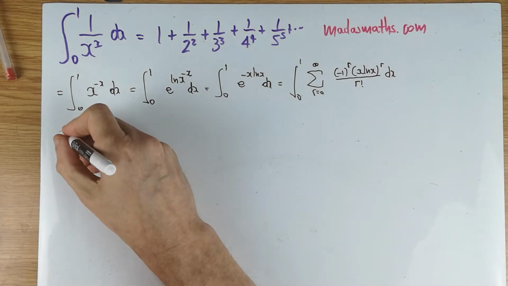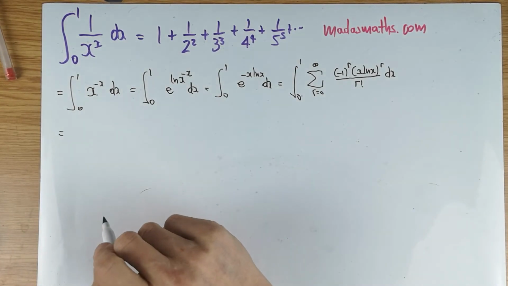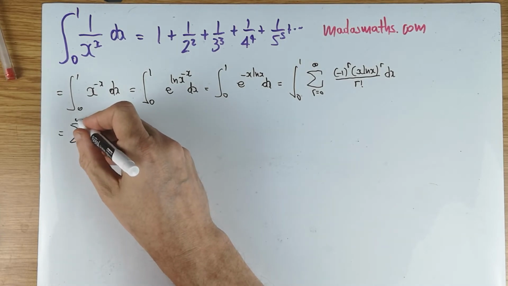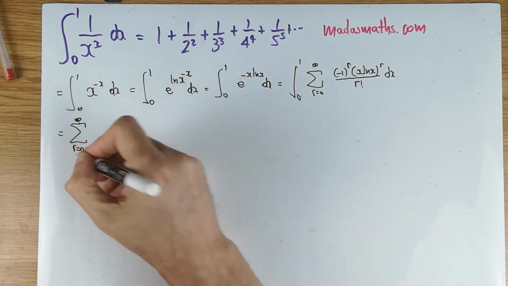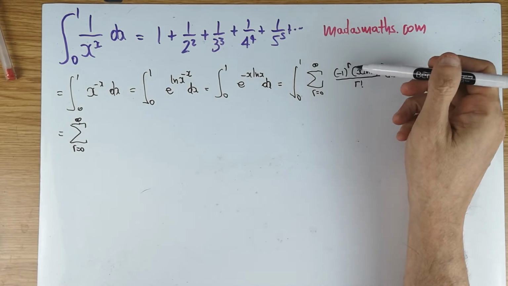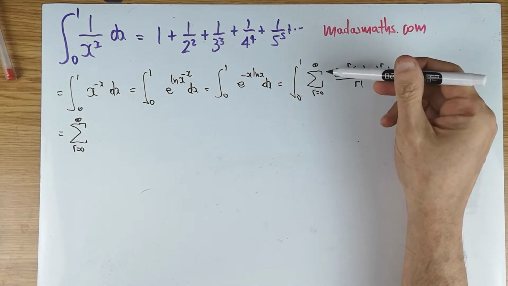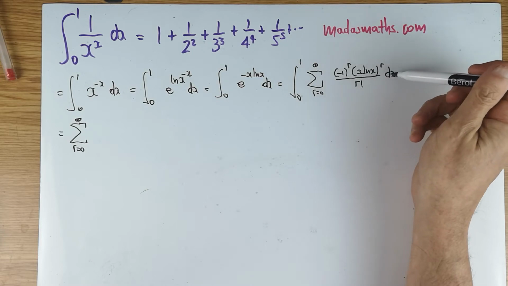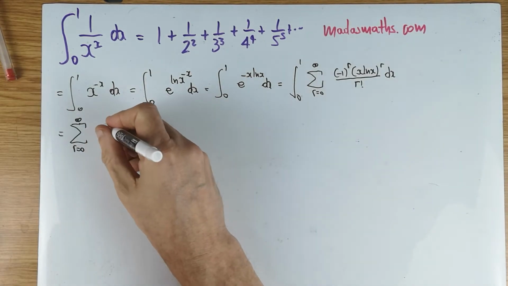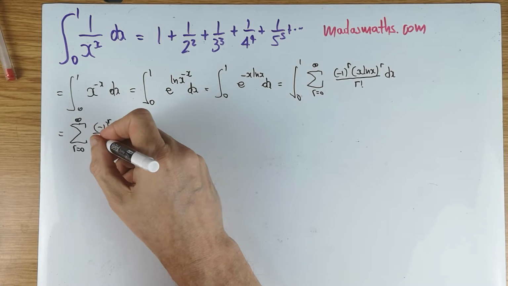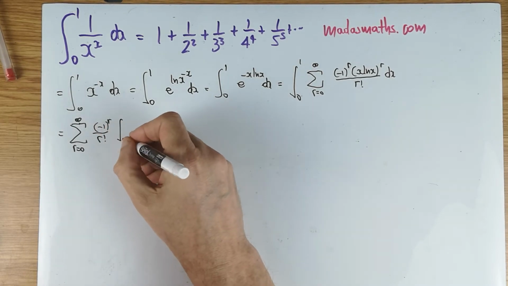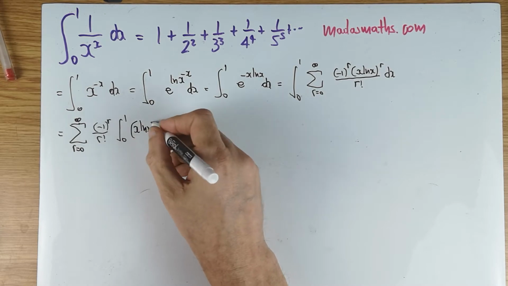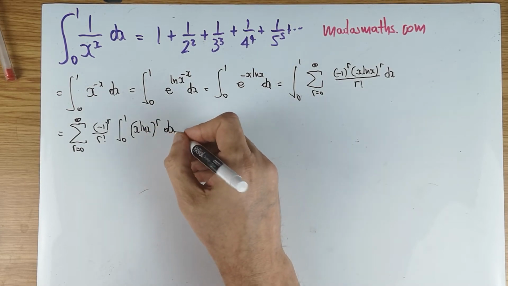Now we're going to interchange summation and integration, so the sigma is written first. In here, what do we have? We can pull outside the integral anything that doesn't have an x dependence. So we can pull out the minus 1 to the r over r factorial, and then the integral from 0 to 1 of x log x to the power of r dx.